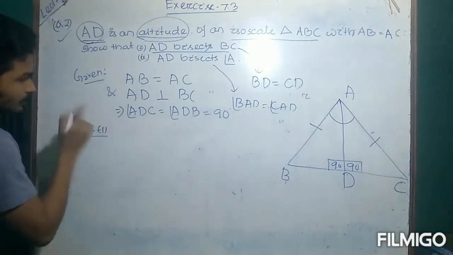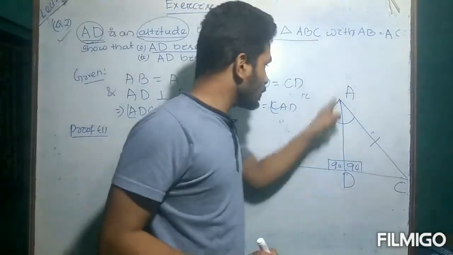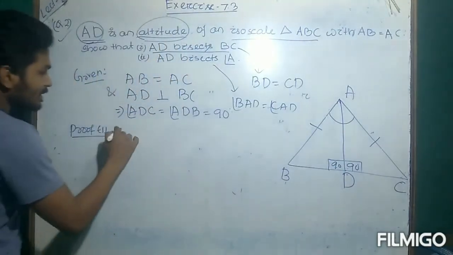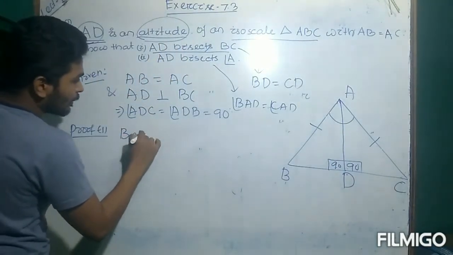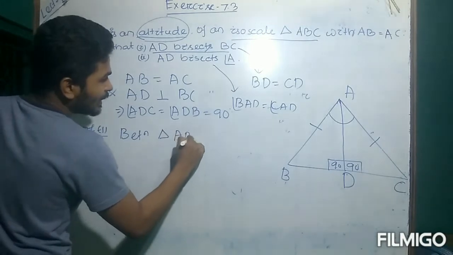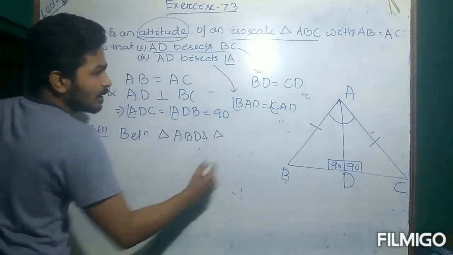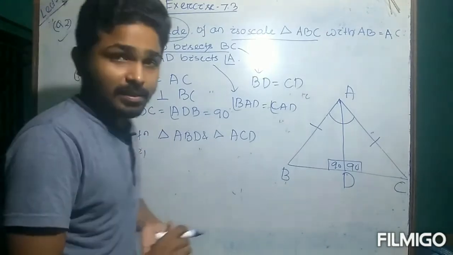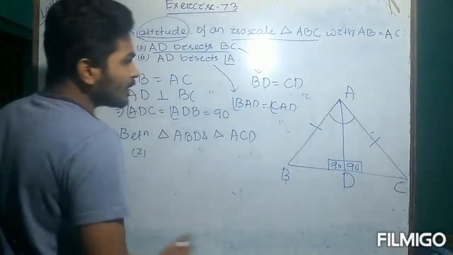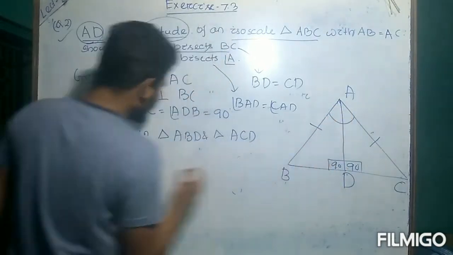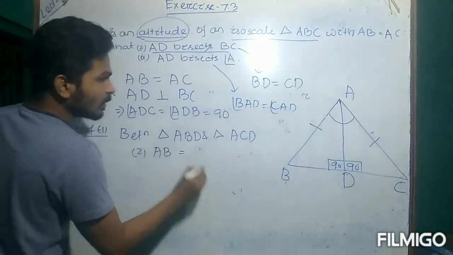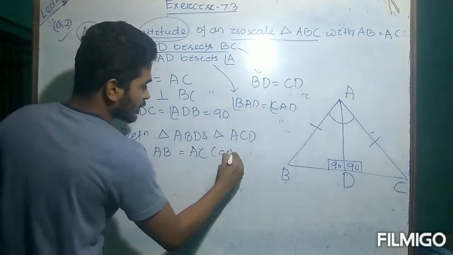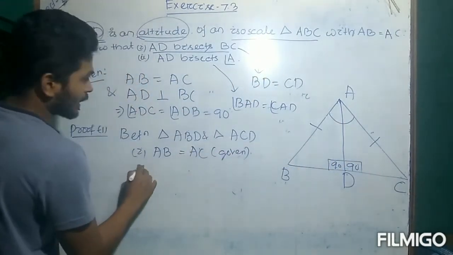Proof 1. Here we have to compare 2 triangles, triangle ABD and triangle ACD. Okay? So let's compare between triangle ABD and triangle ACD. How will they be congruent? Let us find the conditions here. For triangle ABD, AB side is equal to, for the triangle ACD, AC side. This is given because ABC is an isosceles triangle.